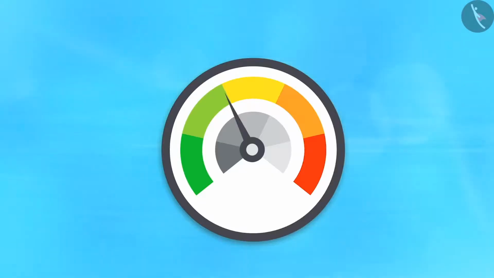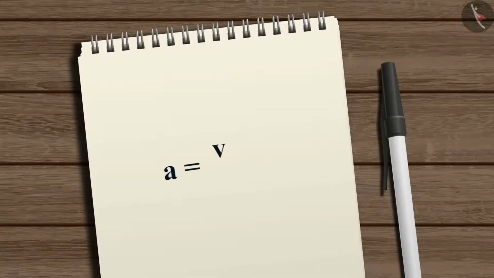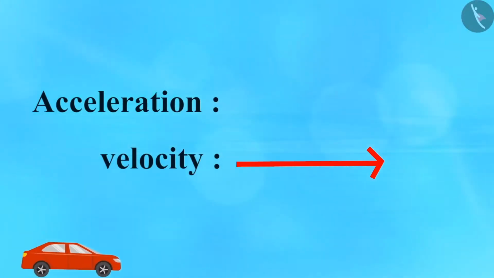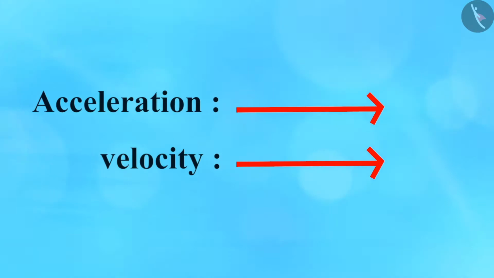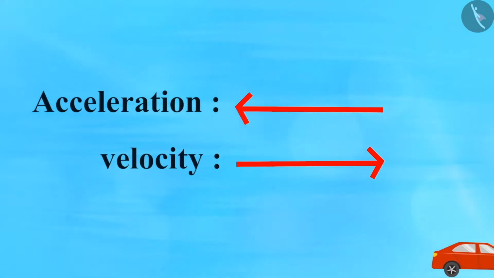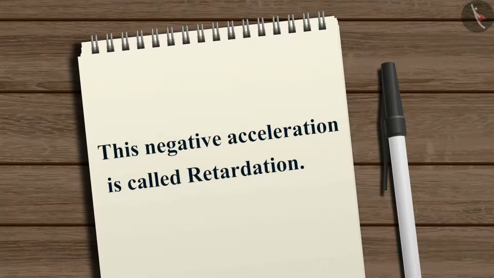If the velocity of an object changes from an initial value u to the final value v in time t, the acceleration a is equal to (v minus u) whole divided by t. This kind of motion is known as accelerated motion. Acceleration is taken to be positive if it is in the direction of velocity, and negative when it is opposite to the direction of velocity. This negative acceleration is called retardation.